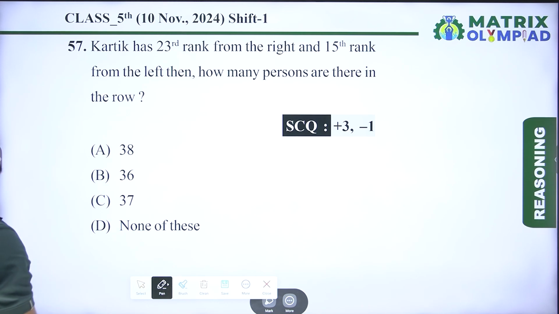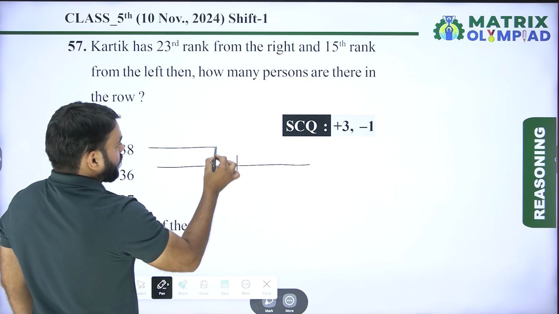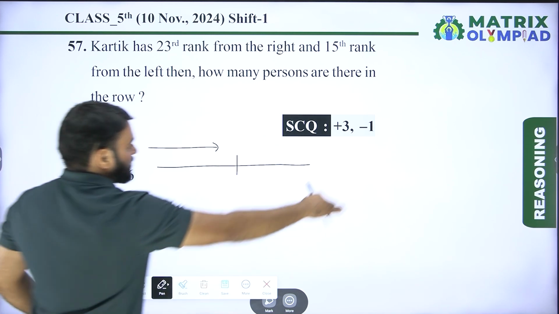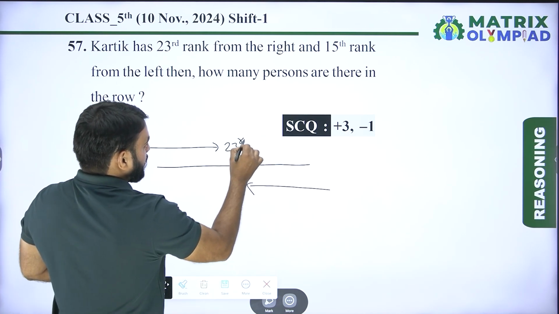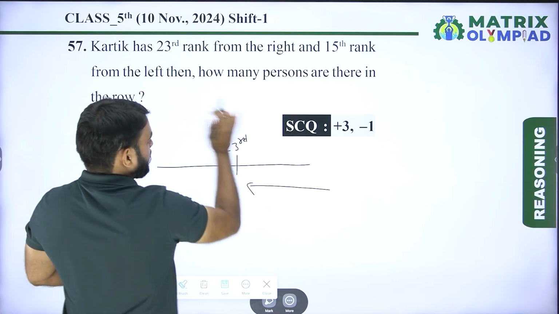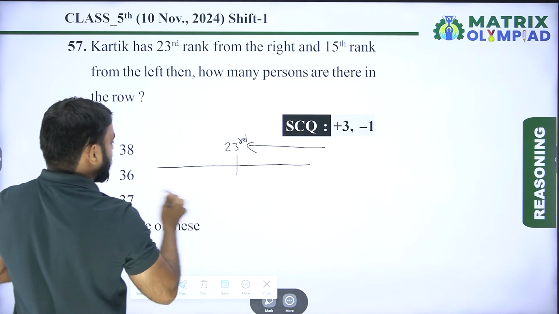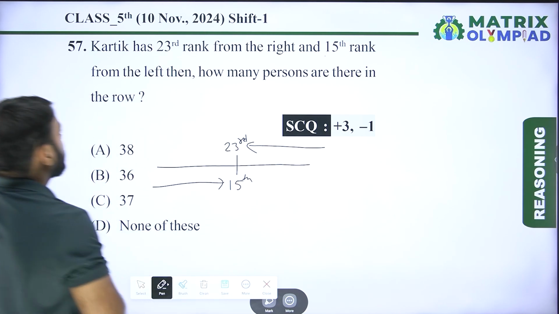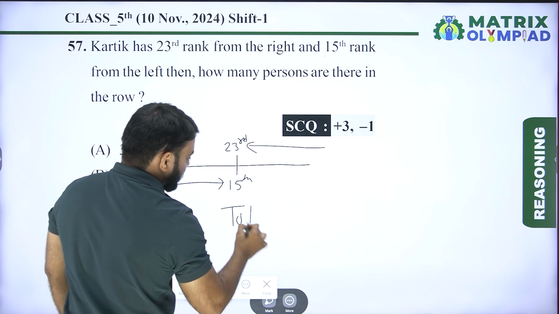Karthik has 23rd rank from the right and 15th rank from the left. Then how many persons are there in the row? So in a row, position of Karthik from the left, this is the left side of the row and this is the right side of the row. So now position of Karthik is 23rd from the right and 15th from the left. Now question is how many persons are there in the row? Find the total number of person in this row.